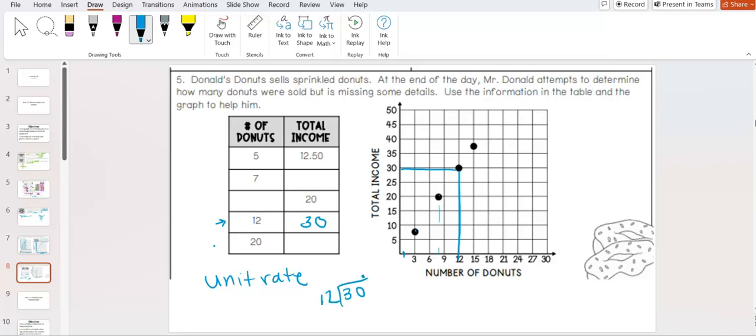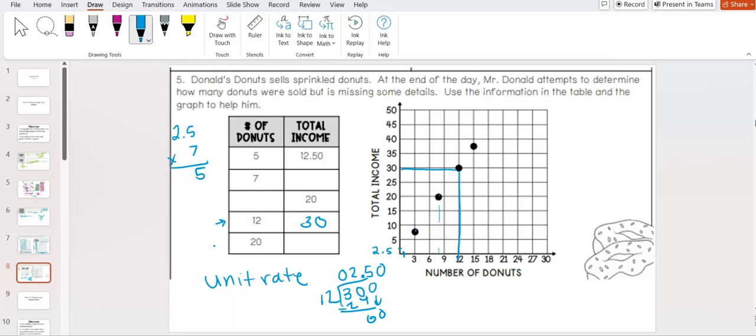12 goes into 30 2 times, which is 24. 12 goes into 60 5 times, so that would be 2.5 right here. So I can buy 1 donut for $2.50. So what if I buy 7 donuts? Well, I could try to use my chart and estimate, but I'm not quite sure where my dot would go. So instead, let's do 7 times 2.50, and let's see where our answer is.